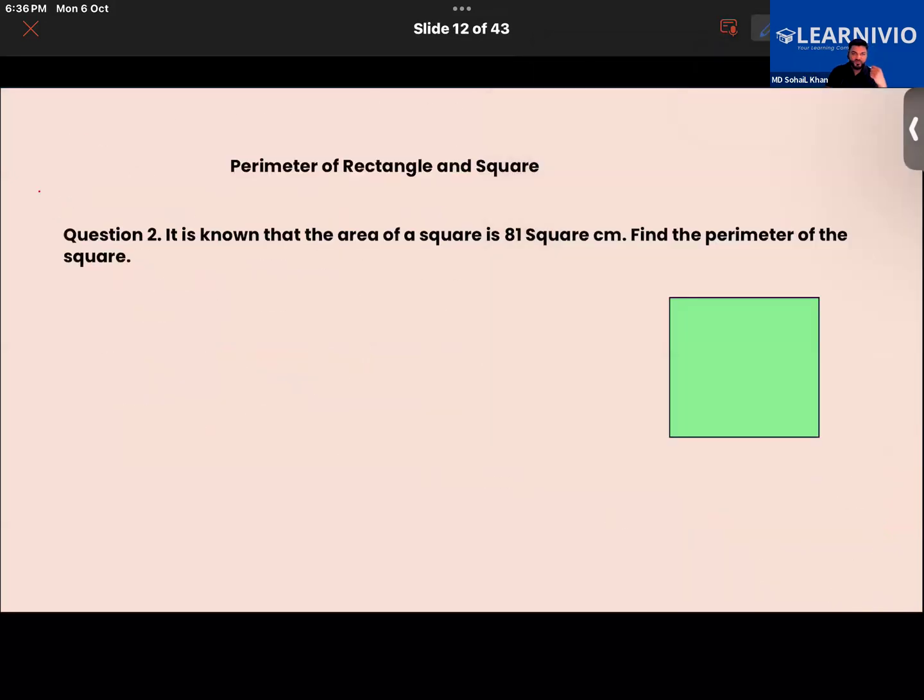All right, let's do this question, which says that the area of a square is 81 square centimeter. The area of this square is given, and we have to find the perimeter of the square. Getting it, guys? So let us solve it. First of all, we write whatever is provided in the question. Given: area of the square is 81 square centimeter. We need to know the perimeter.